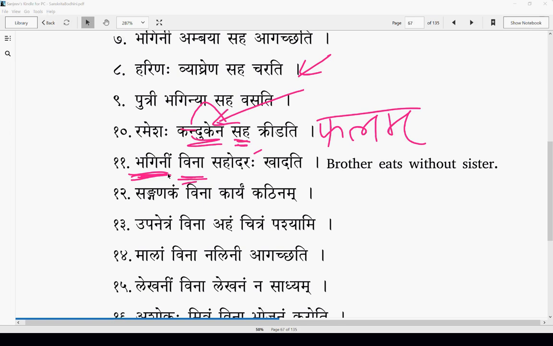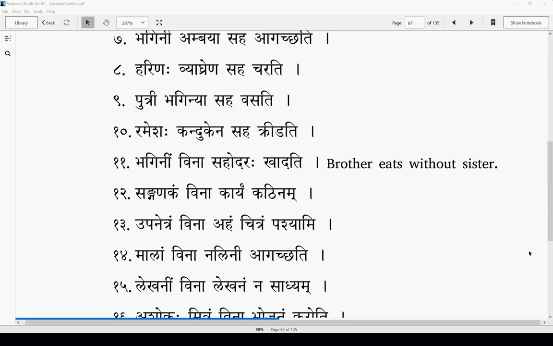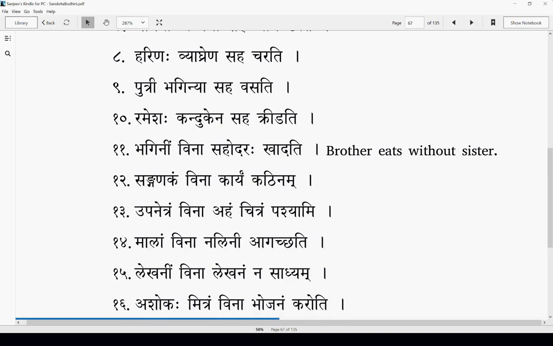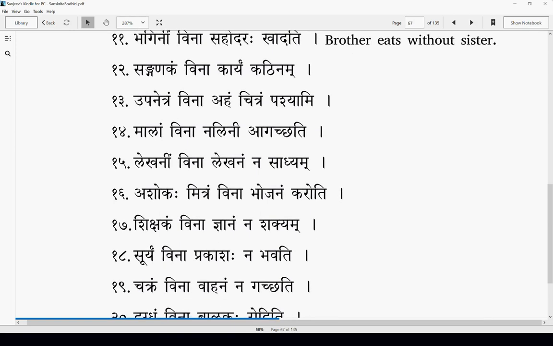Bhaginim Vina, without sister. So Sahodara Khad. Now again here there is a Phalam Khadati. This Phalam is in Dvitiya because it is Khadati. This is an object. But here Dvitiya is there. This is not an object, because it is associated with Vina. So similarly there are other examples here. We can just quickly read them and finish it.